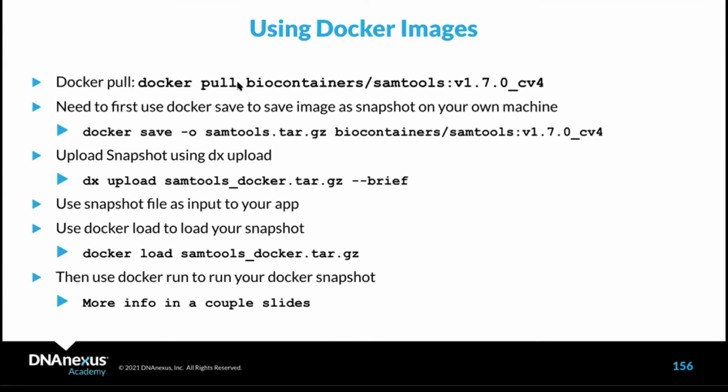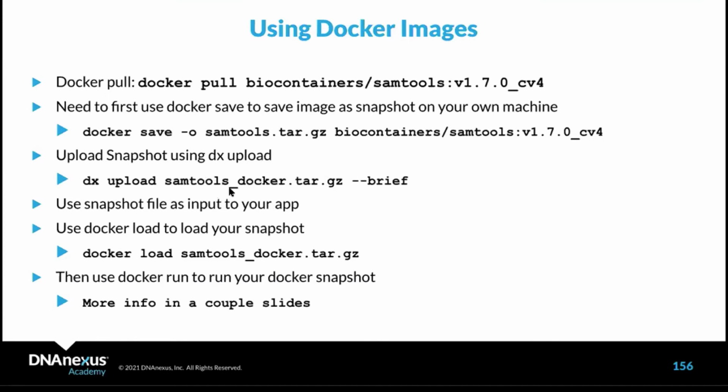We don't really recommend that when you're doing batch processing. What we actually recommend is that you pull the container image onto your own machine and do a docker save. Here we're pulling samtools from biocontainers with this particular tag. Then we're going to do a docker save to save that image into a tar.gz file, called samtools.tar.gz. Then you're going to upload the snapshot using dx upload.